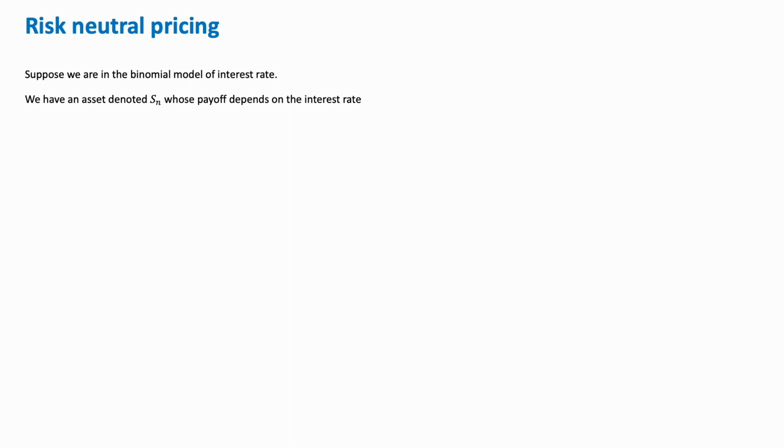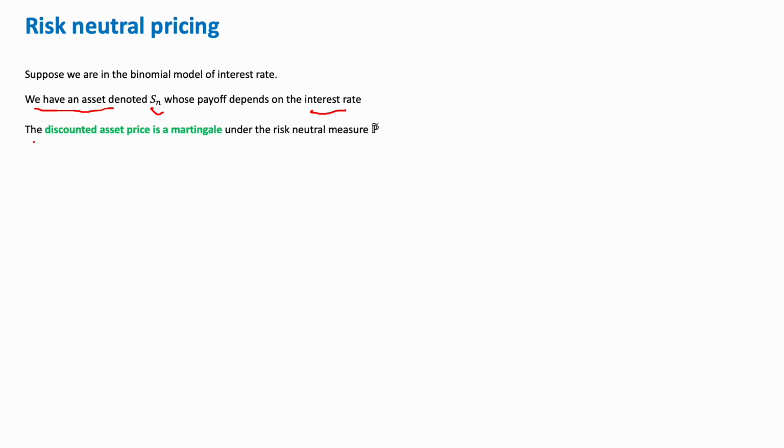So first, when we're talking about risk neutral pricing, suppose that we are in the binomial model for interest rates. We have an asset denoted Sn, and the payoff of this asset Sn really depends on interest rates. This is kind of similar to what we had in my first video when we were talking about the binomial asset model, where Sn was a stock, right? But now we're talking about interest rates.